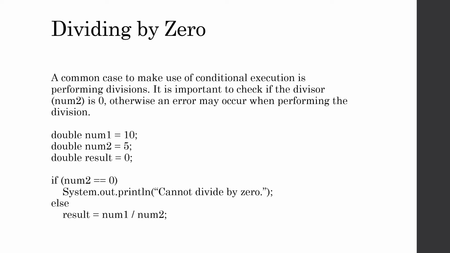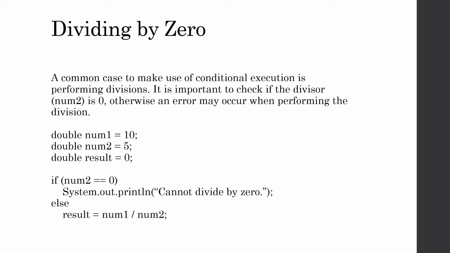We want to check to see whether the divisor, in this case num2, is 0. Otherwise, we might have some kind of error occur when we're trying to perform that division. The problem we might run into here is that we can't divide by 0. If we try to do that, you essentially get some kind of nonsensical answer that's not really a number.